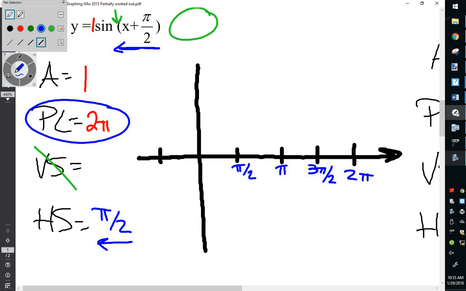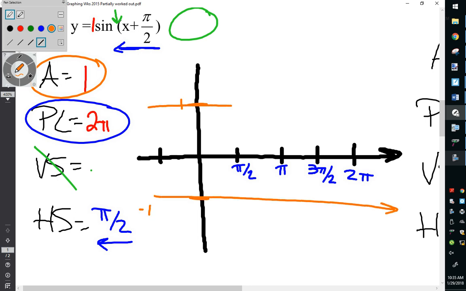When I make my graph, next thing I would do is vertical shift. There isn't one, so I'm not going up or down. Then I do amplitude. Since my amplitude is 1, I go up to +1 and down to -1. That's the bottom. That's the top. Then I go to make my graph. It is a sine curve.